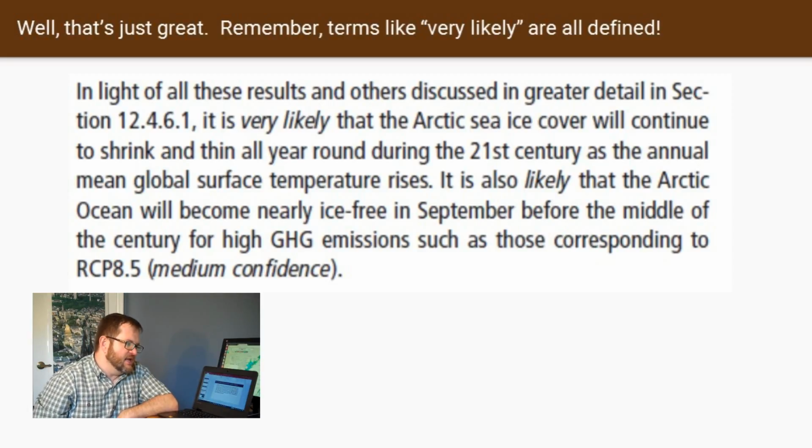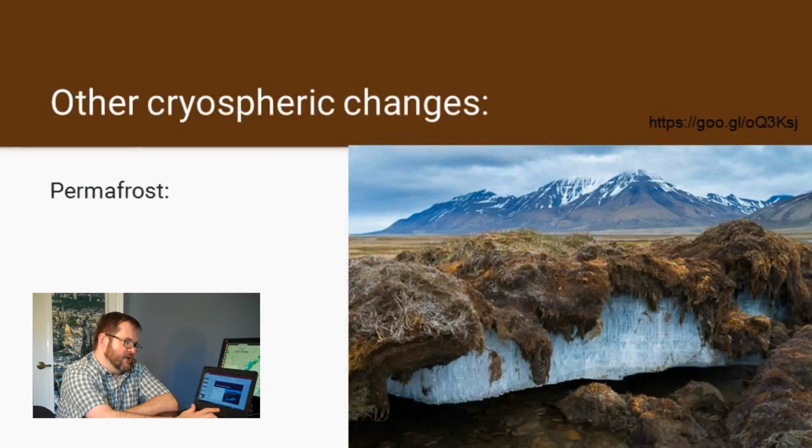Well, that's great. Keep in mind, words like "very likely" are defined. I mean, they're like, what, 99 to 100% chance or something like that. I think that's actually "nearly certain." You'd have to look at the footnotes as to what exactly "very likely" means. But it's a high probability of these results being correct. Oh, I don't like that.